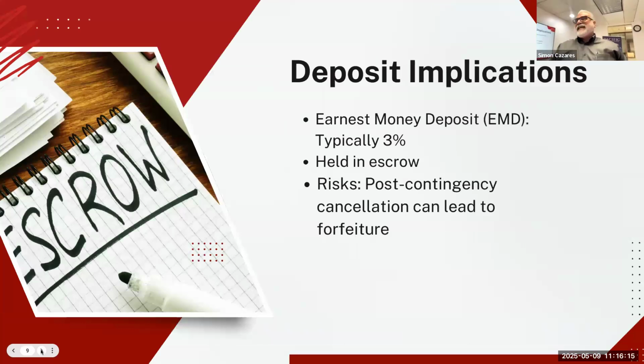So, deposit implication. Earnest money deposit typically is 3%. That 3% is held in escrow. Risk: post-contingencies cancellation can lead to forfeit. Remember, that earnest deposit is secured by a third neutral party, which is escrow. The buyer in good faith submits an offer, puts down an earnest deposit, and in good faith, that money is security towards the buyer's obligation.